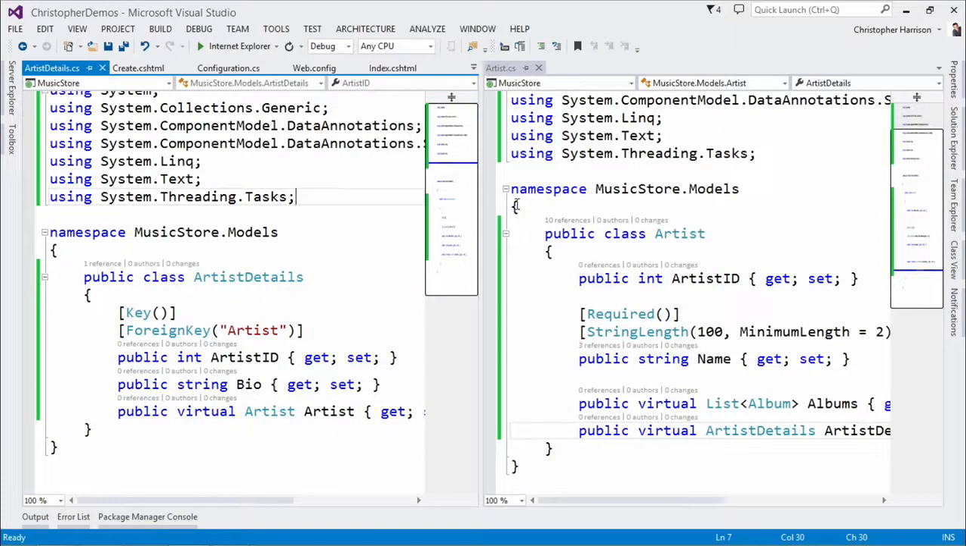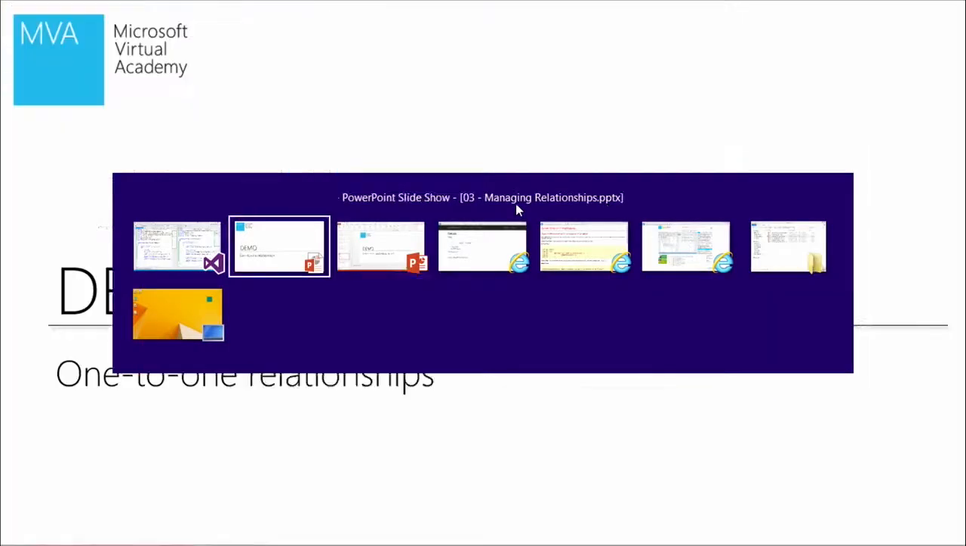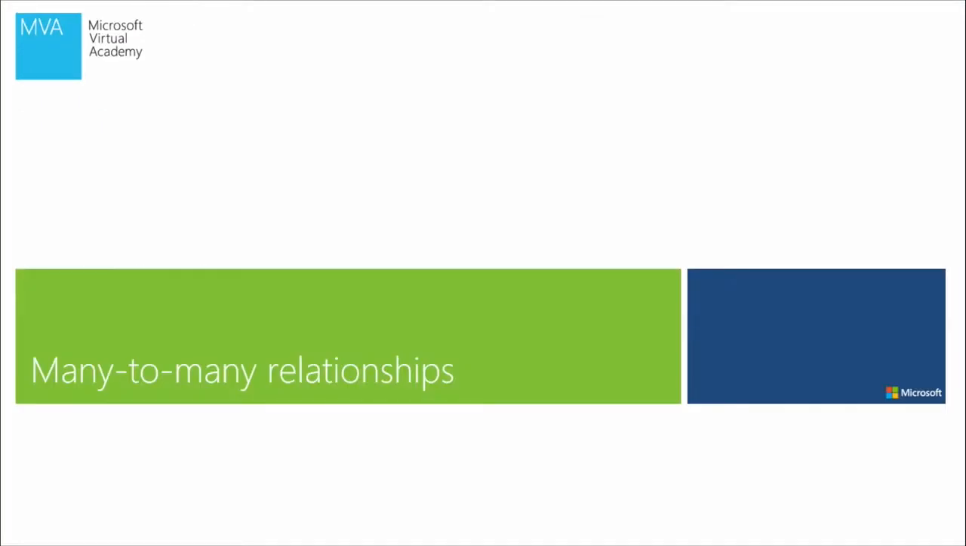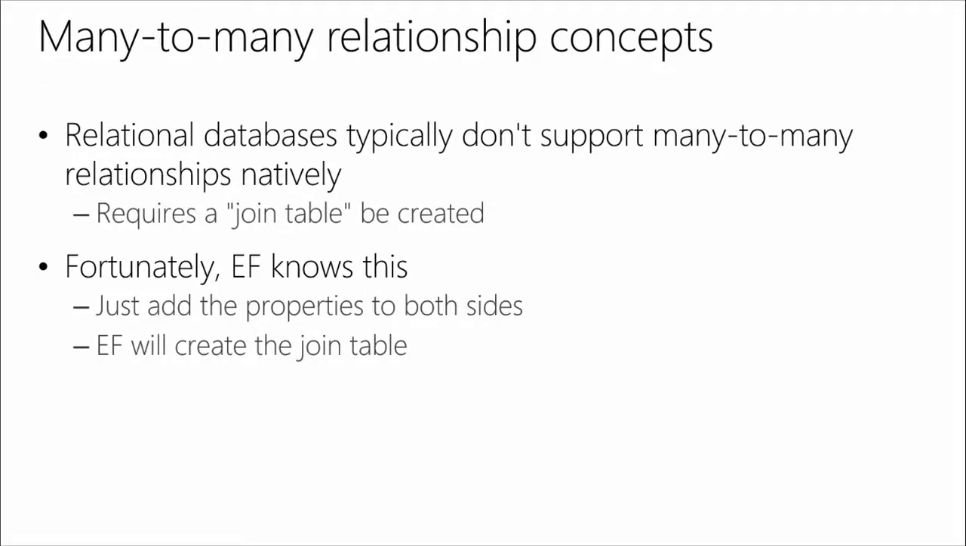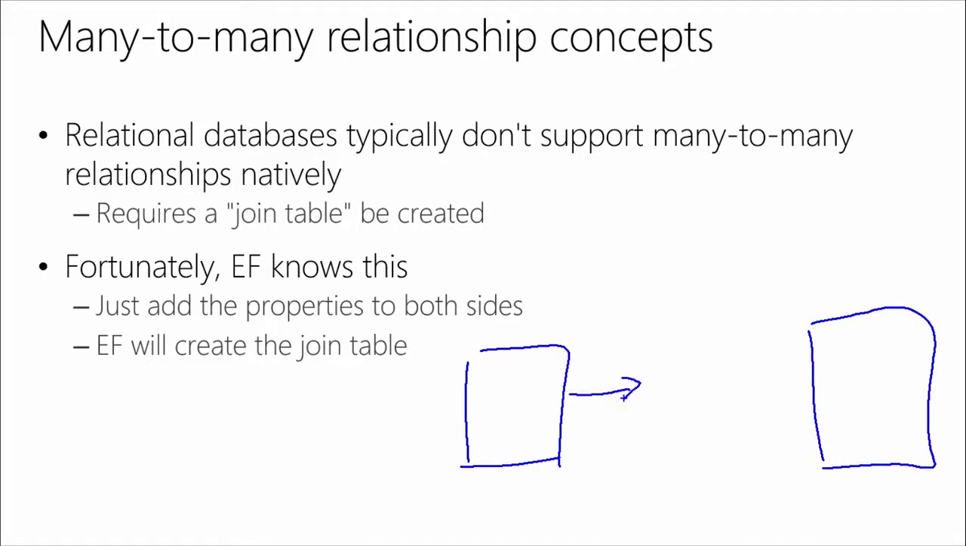Now, the last little thing then is, what about many-to-many relationships? Well, the thing about many-to-many relationships is a relational database doesn't actually support many-to-many relationships. It's sort of one of those funny things. You talk about many-to-many relationships, but what you need is a join table in the middle to allow all of that to take place. Here's the good news. Once again, Entity Framework knows this.